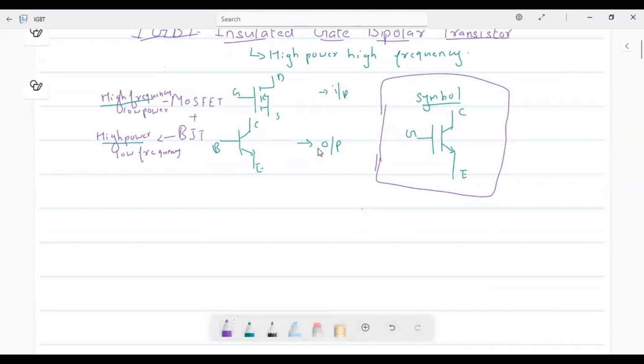Normally IGBT we can use for high voltage AC applications. Inverter, electric vehicles, motor control applications and all, we can use IGBT.